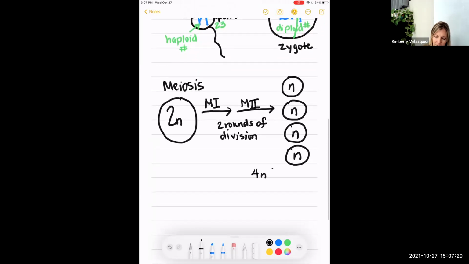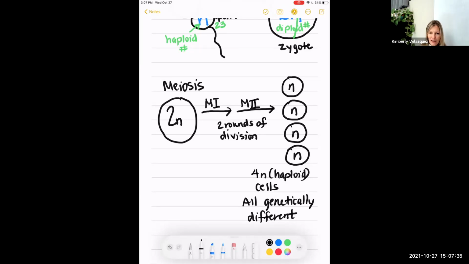4 haploid cells, and they are all genetically different from the original cell and from each other. We are going to talk about how that genetic difference in the gametes is achieved and why that's so critically important to survival of a population of organisms, that genetic diversity that comes from meiosis.